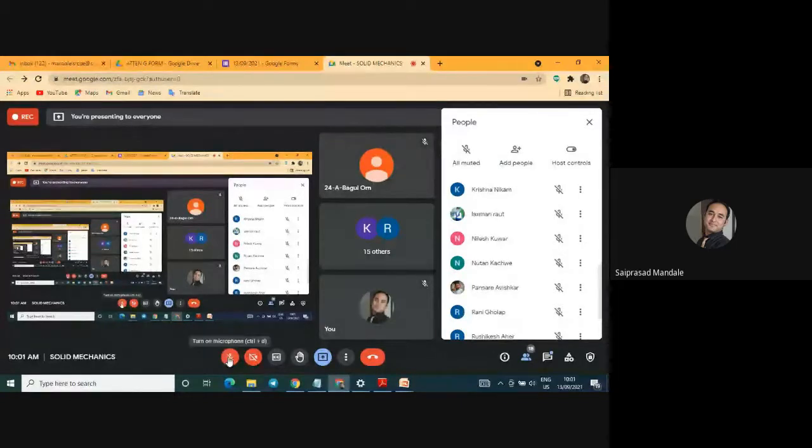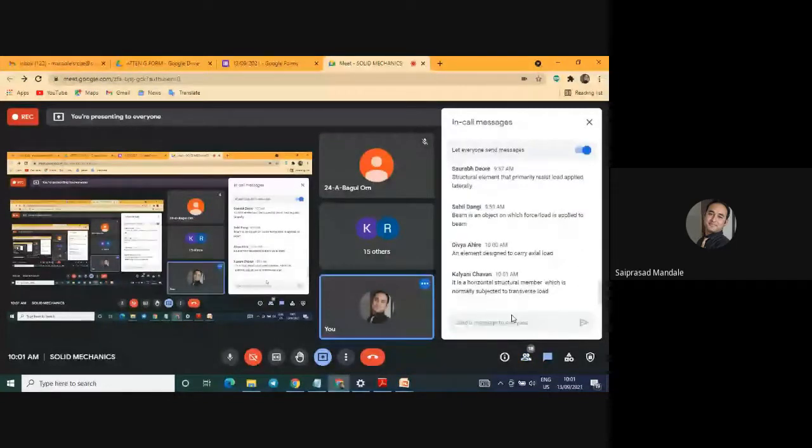It is very good, Kalyani Chavan. It is a horizontal structural member which is normally subjected to transverse loading. Okay, very good. I'm expecting this word, horizontal structural member. Beam is a horizontal structural member which is subjected to loading.